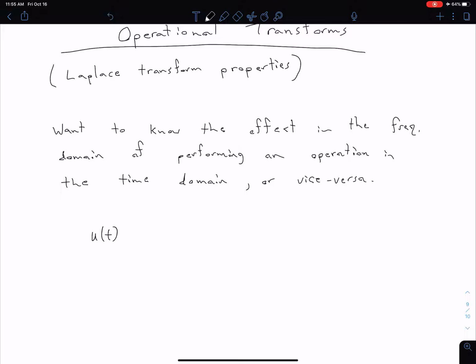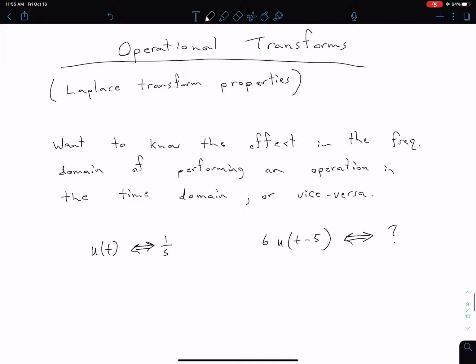Well, we know that the Laplace transform pair for our u of t is 1 over s, but maybe we make some changes to our u of t in time. So maybe we multiply it by 6, and maybe we shift it in time by 5. So we want to know, how does this affect our frequency domain? Our operational transforms are going to give us a way to easily do that.